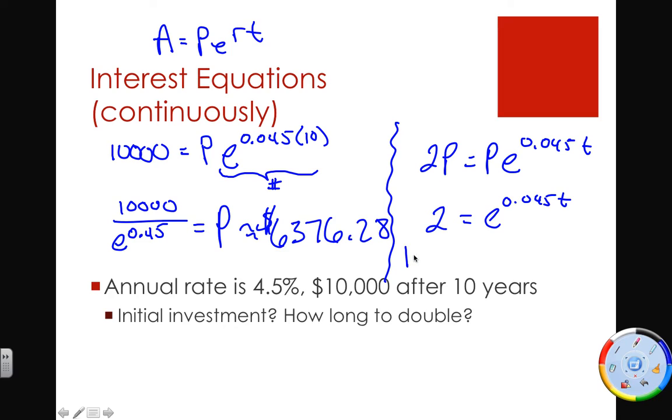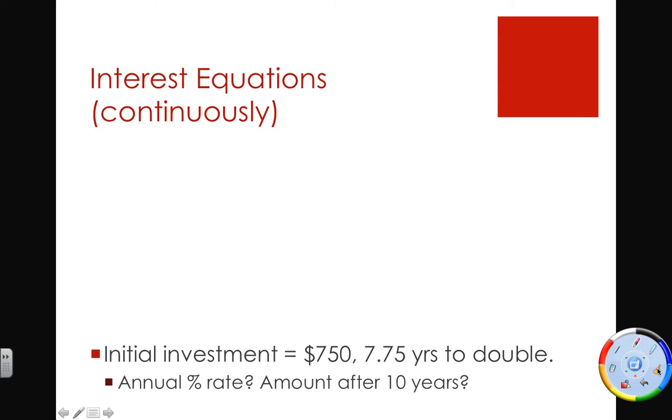Well, now I take the natural log of both sides and divide by 0.045. I get t is approximately 15.4 years. Which should make sense because it took 10 years to not quite double, so it should take about 15 years to get up to double. All right, one more in this same kind of problem here.